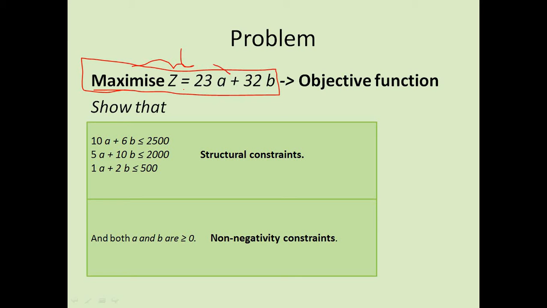Okay, these are your parameters given. So 10a plus 6b must be less than 2500, and all these three equations, these are called your structural constraints. This is the structure of your problem. With this structure you're going to define what the inside properties are. So these are the structural constraints, and the third one is your non-negativity constraint that says that a and b are strictly greater than 0, or it might also be equal to 0 if there is nothing.